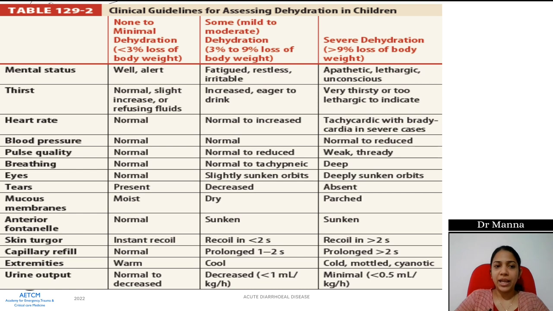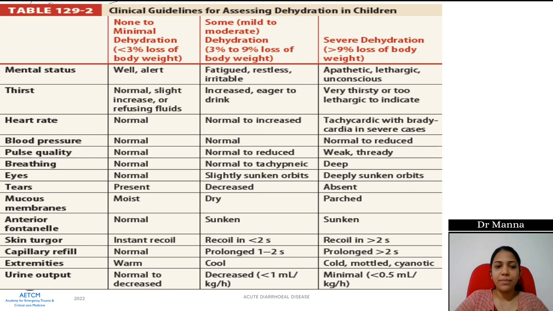And thus, in a normal child or in mild dehydration, the child will not be much thirsty. The child will be eager to drink if there is moderate dehydration, and in severe dehydration, the child will be very lethargic. Heart rate, blood pressure, breathing pattern and everything will be normal in a mild and moderate dehydration child. Depending on whether the child is having shock or not, there can be tachycardia, reduced blood pressure, thready pulse and deep respiration if the child is having severe dehydration.